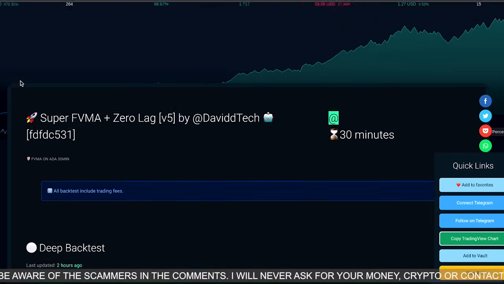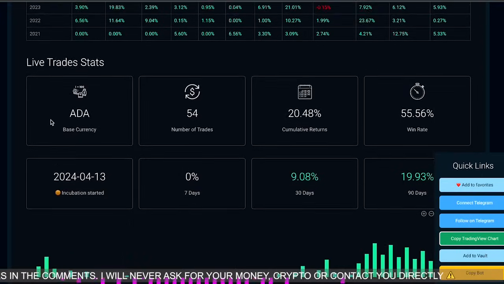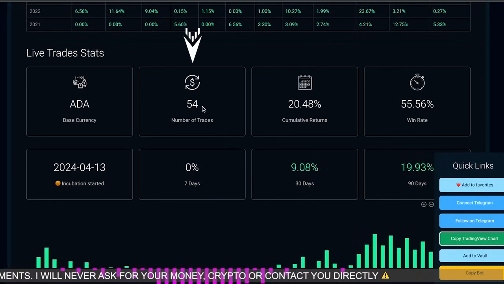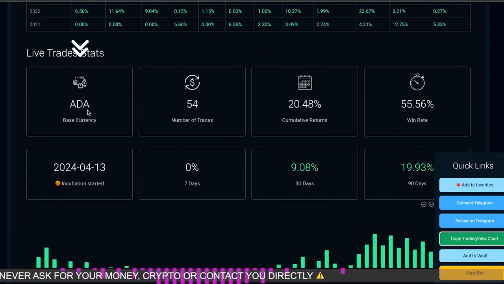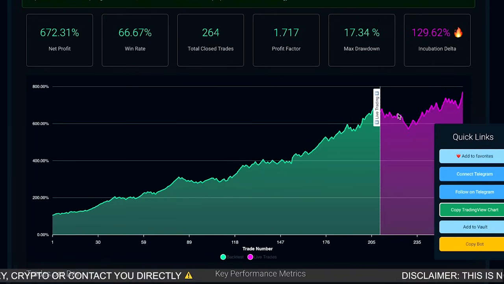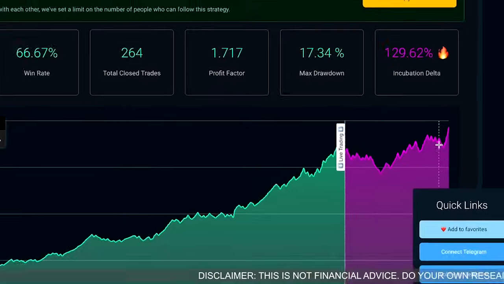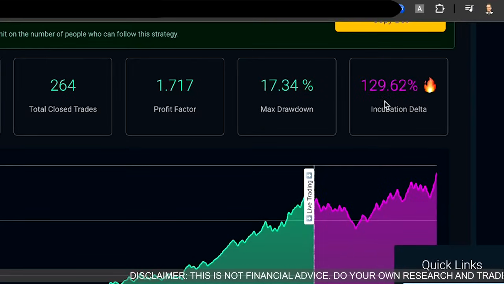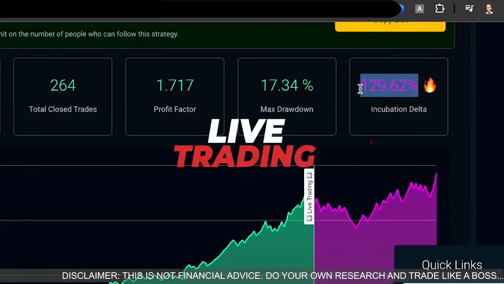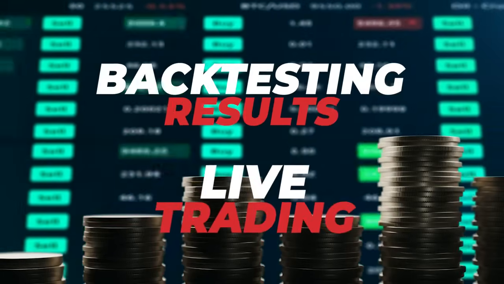Okay, last couple, we're going to go very quickly through. This one was sent to us as an optimization in April. We have 54 closed trades on ADA, and as you can see, the forward testing results are looking pretty good as well. A little bit more flat on ADA, which I guess on the lower caps is going to be normal, but we're still at 129% in profit since we put this in live trading. As you can see, it looks absolutely amazing on multiple pairs and also on the backtesting and live trading results.